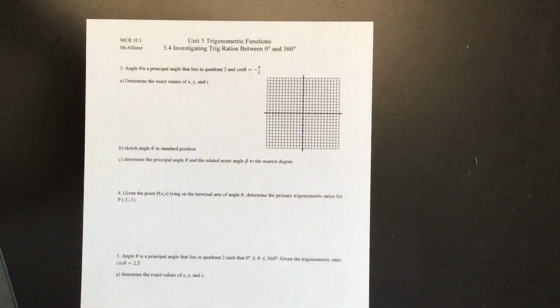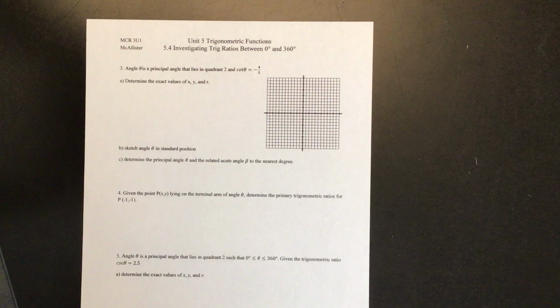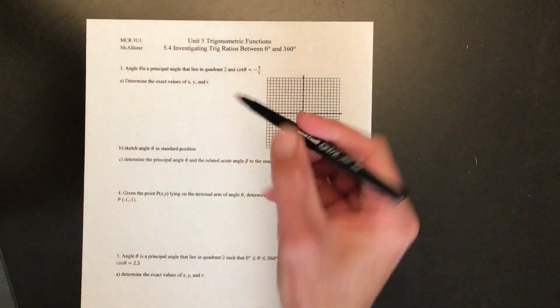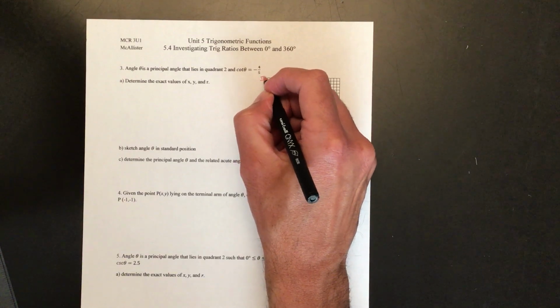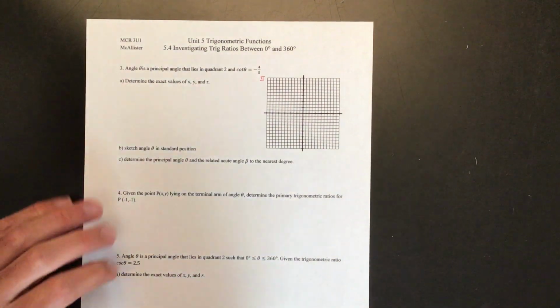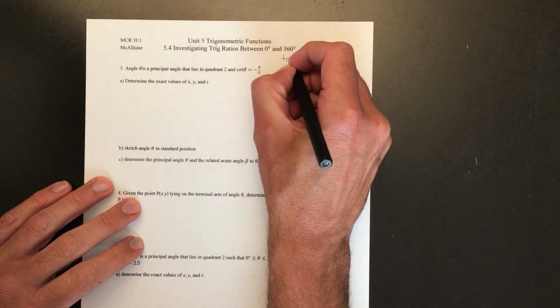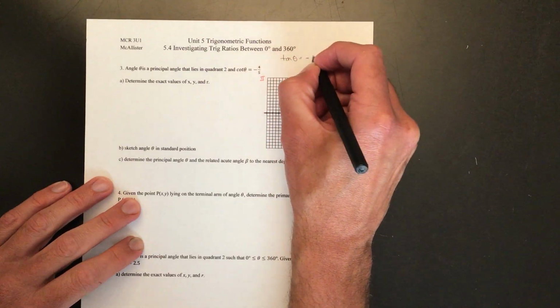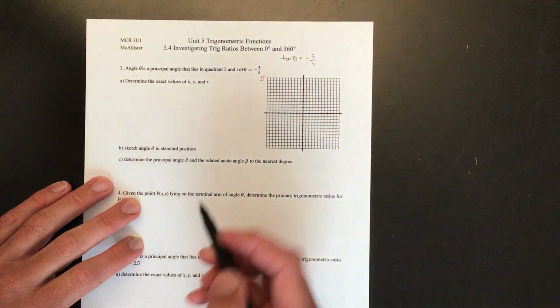If angle theta is a principal angle that lies in quadrant 2 and cotangent is negative 4/5, determine the exact value of x, y, and r. So we're in quadrant 2, which is here. Now, we're dealing with cotangent, which is a reciprocal trig ratio. I don't like reciprocal trig ratios because you can't do anything with them. I want to do something I'm familiar with, which was tan. So I'm going to flip this back so that tan theta is equal to negative 5/4.